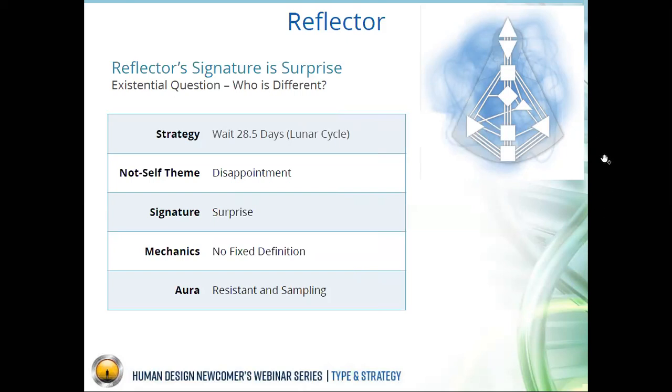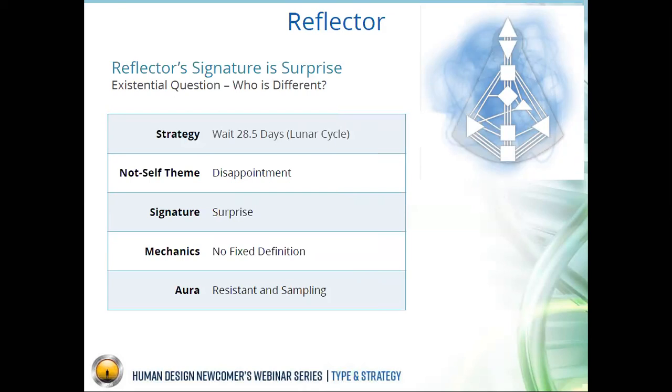So their signature is called surprise. So think about that for a minute. You go from disappointment to surprise. Isn't that lovely to have surprise in your life? And that is the most lovely thing that a reflector can experience: a nice surprise of not being disappointed anymore. There is something out there that's not disappointing. There is something different out there.